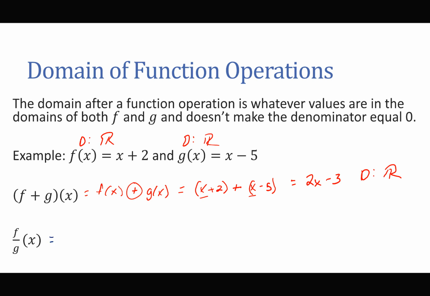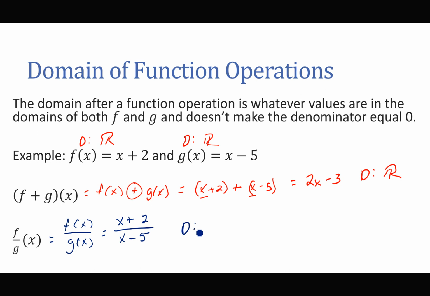But now division. Okay, so division, we're going to have some restrictions. Our initial functions, f of x and g of x, don't have any restrictions, so we know just our final answer is all we have to worry about. So again, this is f of x divided by g of x. So this function just becomes x plus 2 divided by x minus 5. There's no simplification. There's nothing fancy we have to do with that. It's simply x plus 2 divided by x minus 5. That is the division of these two functions.